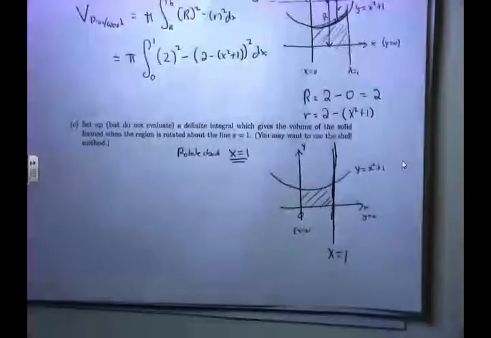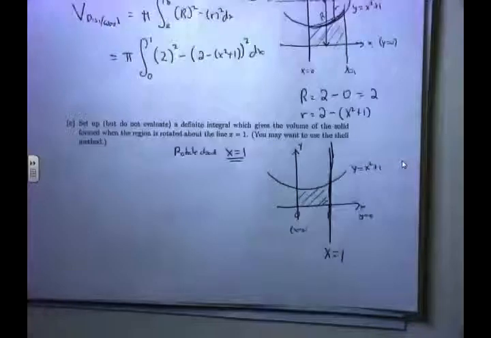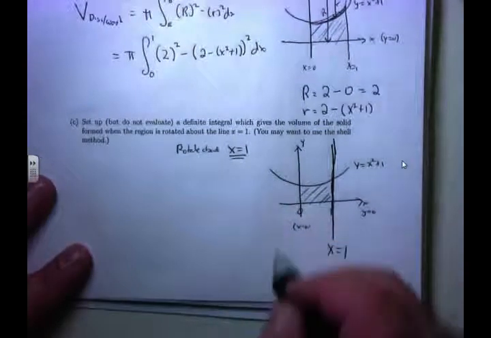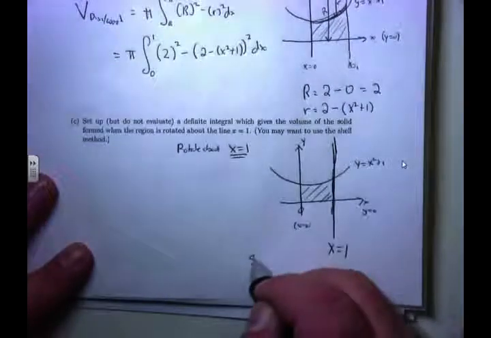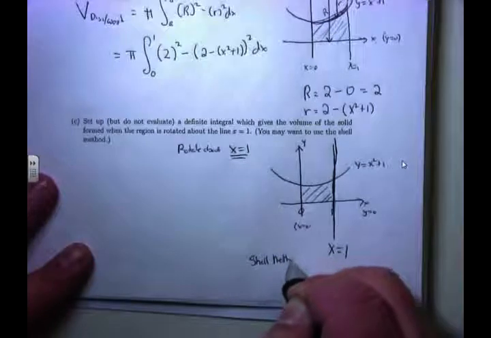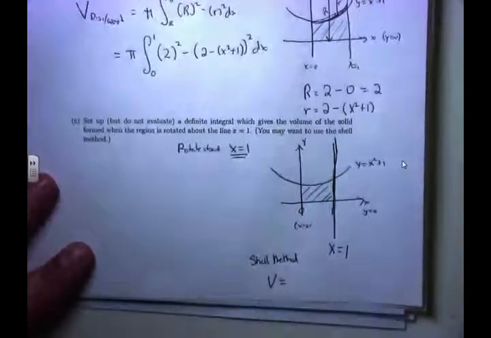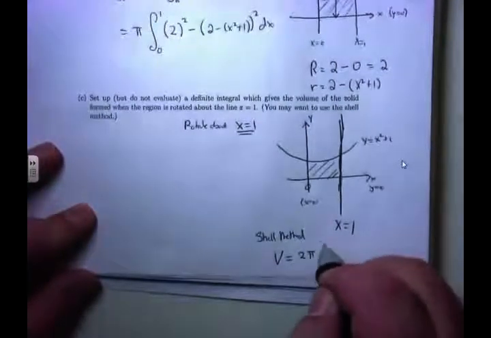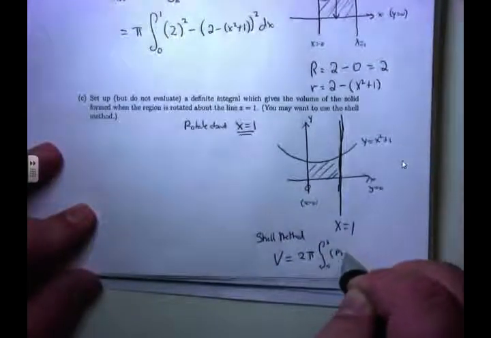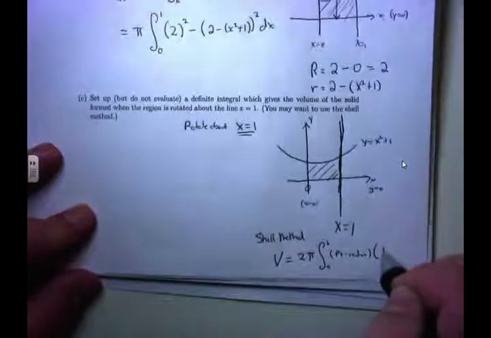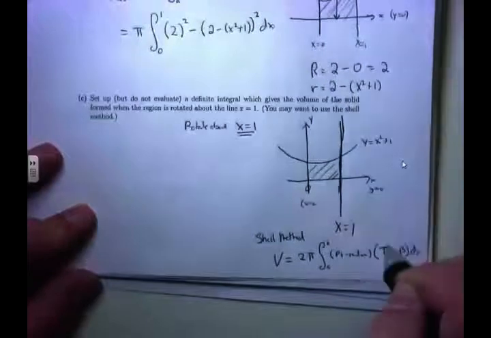X equals 1 is a vertical line. A vertical line is parallel to what axis? The y-axis. Therefore, being parallel to the y-axis, and my function is still in terms of x, that never changed, what's the rule? When the function is in terms of x and we rotate around the x-axis, that is the disk washer method. But when the function is in terms of x and I want to go around the y-axis or parallel, I'm going to use the shell method. And what is my shell method formula that we have memorized? Volume is equal to 2 pi times the integral from a to b of what I call the point radius times top minus bottom dx.